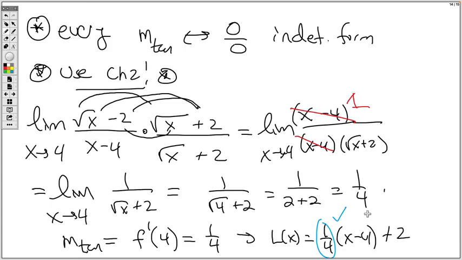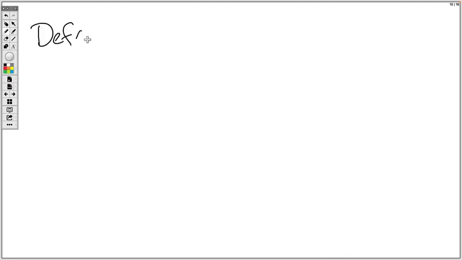So this is the whole process. Everything you're going to be doing here for the next couple of days is finding slopes. And you'll be finding slopes using limits. That's all that's going on here. Slopes, slopes, slopes. So we got some big definitions here.